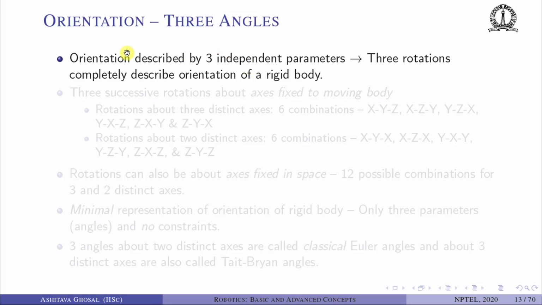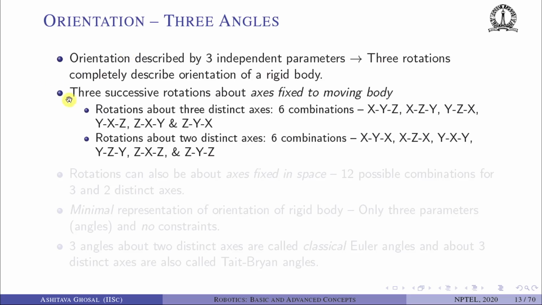So now we have enough material to look at orientation in terms of 3 angles. We have the tools and techniques to describe orientation of a rigid body in terms of 3 angles. We know that orientation is described by 3 independent parameters. Remember, in Rij there were 9 Rijs, but then there were 6 constraints. So there are actually only 3 independent parameters. Can we obtain the rotation matrix in terms of 3 independent parameters? The answer is yes.